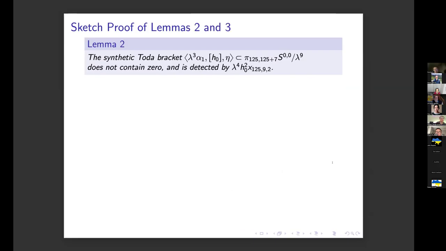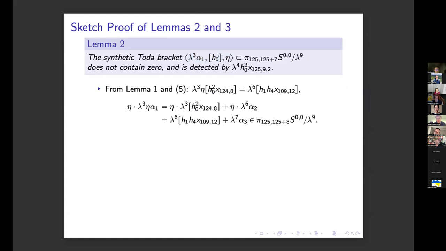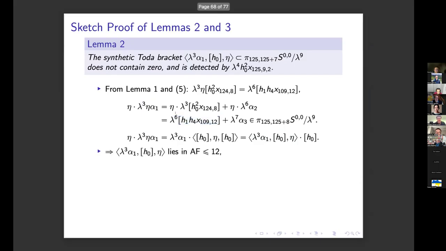For lemma 2, I'm studying a synthetic Toda bracket. It is well defined because of the relation I mentioned earlier. So the argument, roughly speaking, is the following. The reason I want to study this Toda bracket is because of the shuffling. So 2 eta 2 is eta squared, and this relation on eta squared comes from the previous lemma. When I multiply this eta extension, it gives me this element precisely. And since this expression is non-zero, therefore this expression is non-zero, but its H0 multiple is in filtration 14. So therefore this element is at most in Adams filtration 12.